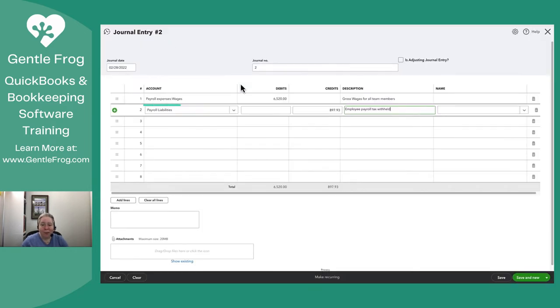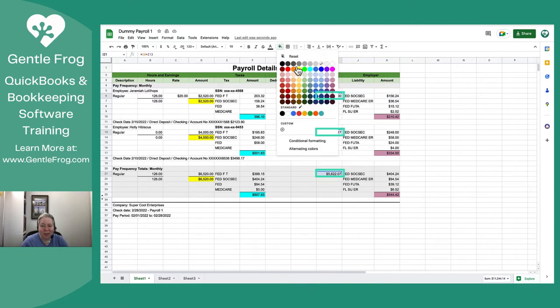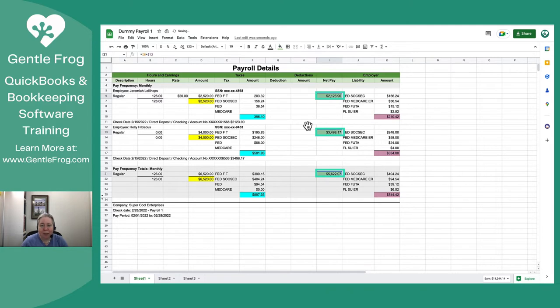All right, so what we have so far is the gross wages and the payroll liabilities, the tax withheld from people's paychecks. The next thing we should record is the direct deposit. And so the direct deposit is going to be these numbers. Oh, let me use the other button. Okay, let's give that a color. Let's give it green. It's people's money.